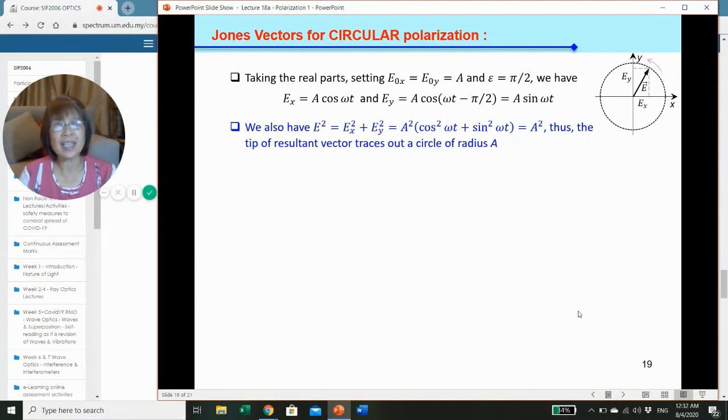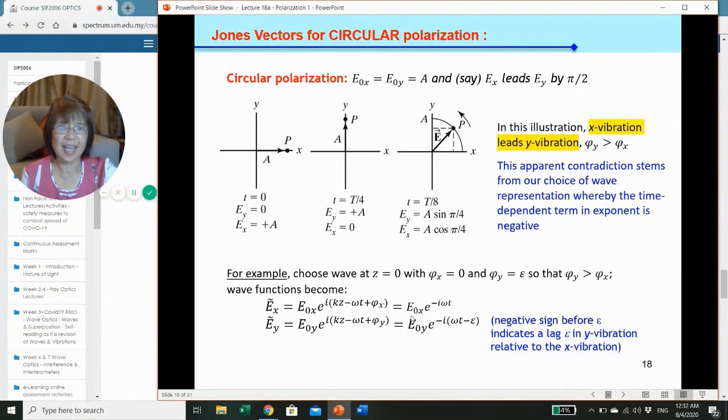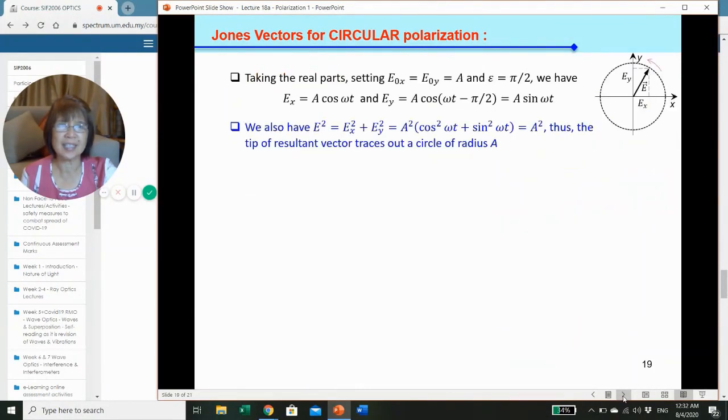Now, if we take the real parts, and we set E0x and E0y equal to A, amplitude A, and we take epsilon equal to pi over 2, these are the conditions for circular polarization. So we can then write EX as A cos omega t, and EY will be A cos of omega t minus pi over 2, which actually equals A sine omega t.